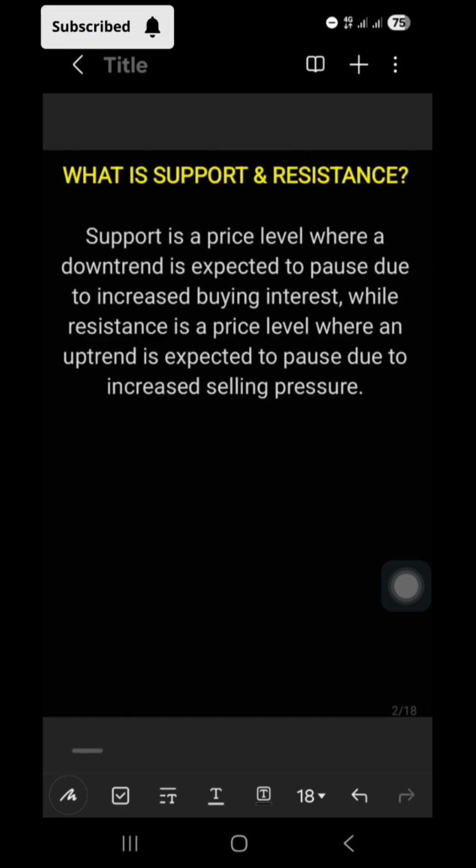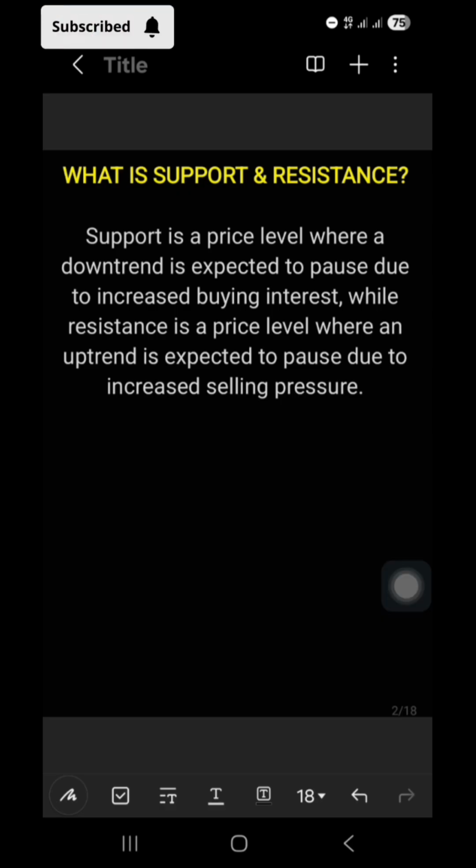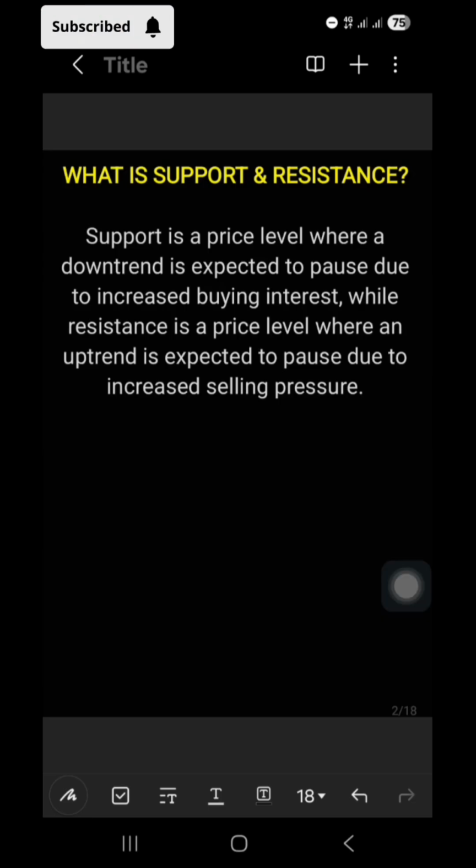Let's get started, guys. All right, what is support and resistance? That's what we're starting with today. I know some of you don't even know what support is. You don't know what resistance is. All right, I'll start by defining: support is a price level where a downtrend is expected to pause due to an increase in buying interest. While resistance, on the other hand, just the opposite of it, is where the buying pressure is expected to pause due to an increase in selling pressure.